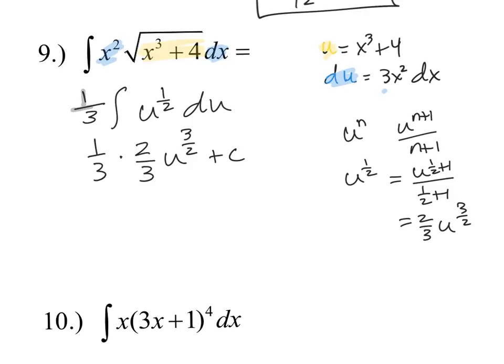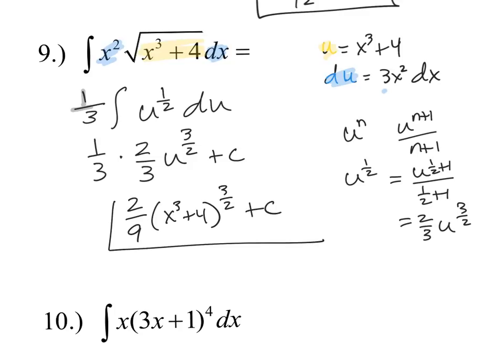All right, so back to our problem. Let's go ahead and do a couple things. Let's back substitute u. We're going to put x cubed plus 4 back in for u, and then also we can do a little bit of arithmetic here. So our final answer would be 2/9 times x to the 3rd plus 4 raised to the 3/2 power, and then plus c.